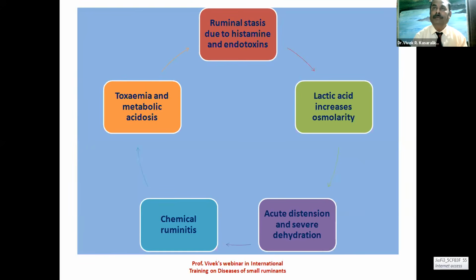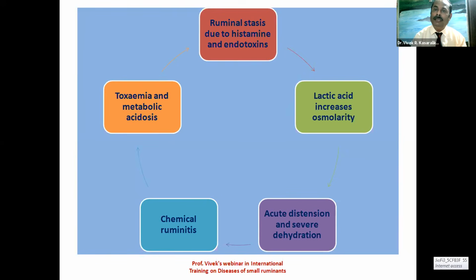And then what happens is, gram-negative bacteria are the ones which are destroyed first. Gram-negative bacteria are rich in lipopolysaccharide in their cell wall and cell membrane. Because of that, when they die, they don't die as such. They release a lot of endotoxin. That's why endotoxemia is a very distinct pathological feature of ruminal lactic acidosis.